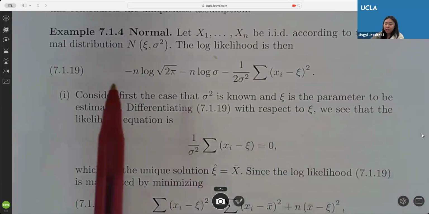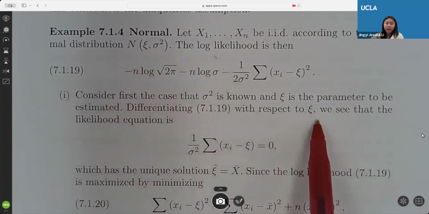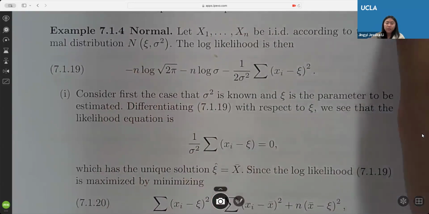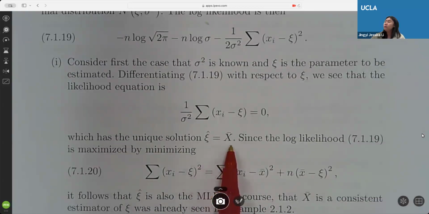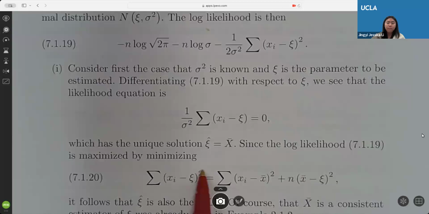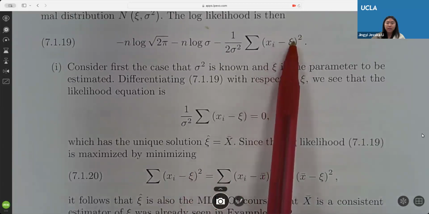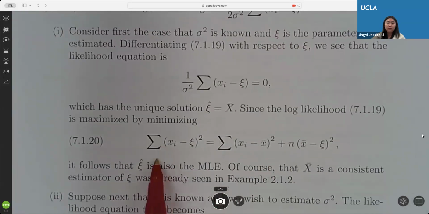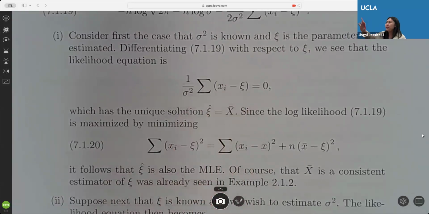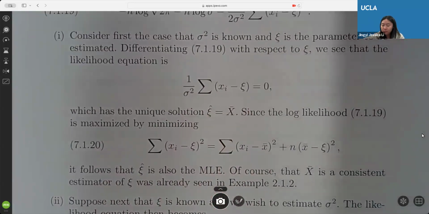Then we take the differentiation of this log likelihood with respect to psi. We see that the likelihood equation is just setting this to 0, which has the unique solution psi hat being x bar, the average. Since the log likelihood here is maximized by minimizing this, it follows that psi hat, as the root of this first derivative, is also the MLE. We verified it's the maximum, not the minimum. Of course, the sample mean x bar is a consistent estimate of psi, as already seen before. The sample mean is consistent for the population mean.